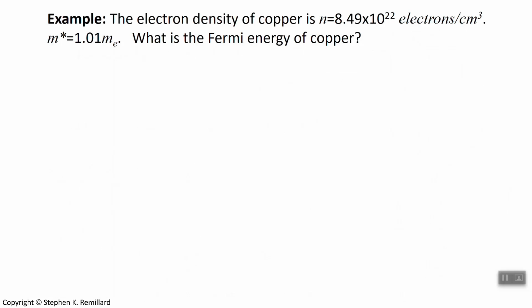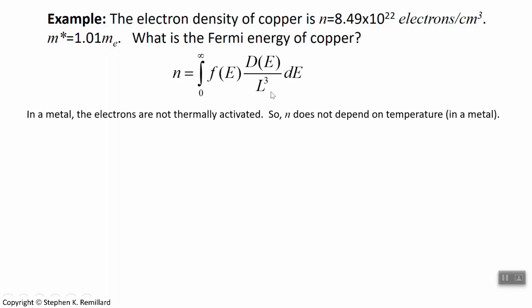Let's find the Fermi energy in copper given the number of electrons per unit volume. The effective mass in most good conductors is very close to the actual mass of an electron, so you could ignore that 1.01 and it won't change your answer much. To do this, we need to actually solve the integral that we have set up. That is, the number of electrons per unit volume is the integral of the density of states per unit volume times the probability that each state is occupied.